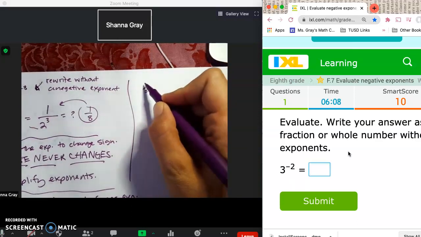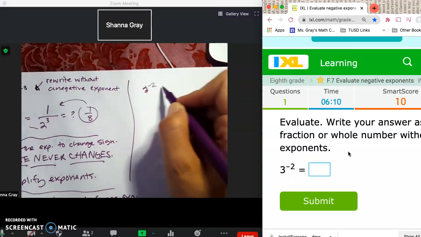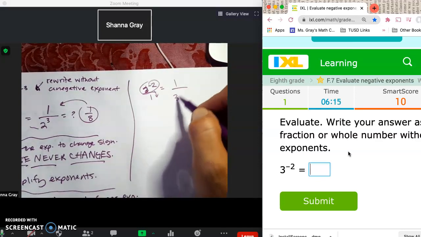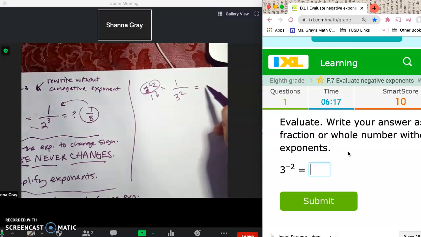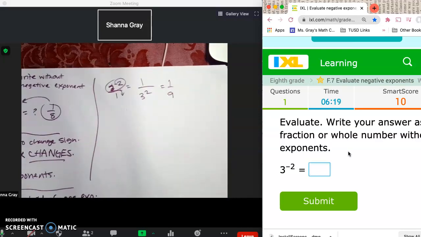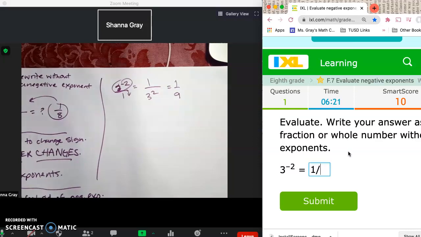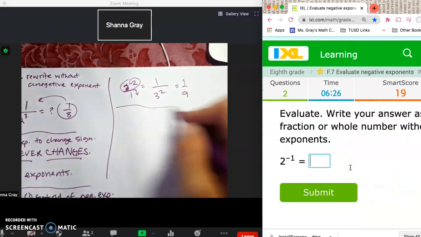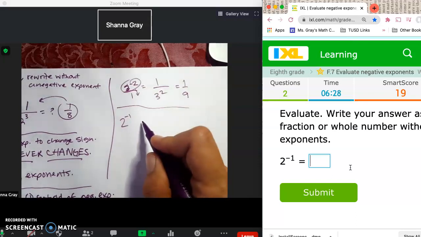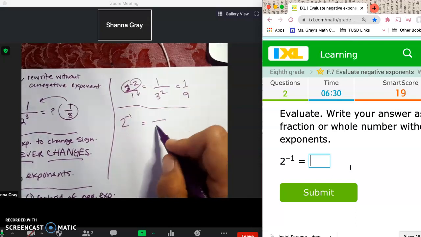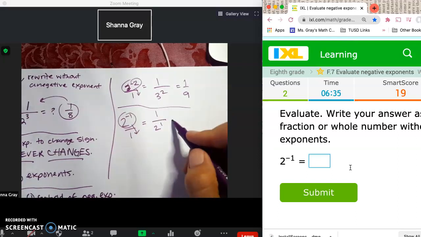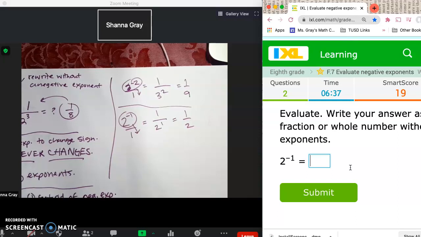All right. Problem number 2. 3 to the negative 2 power. So first thing, I'm going to flip it. 1 over 3 to the positive 2, and then 3 squared is 9. So 3 times 3 means 1 divided by 9. Next, 2 to the negative 1. So I'm going to put this over a fraction. It's 1/2.